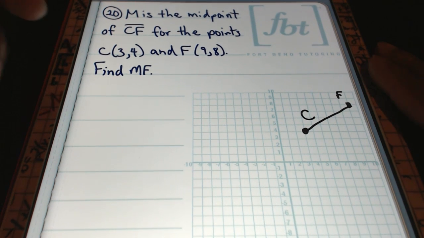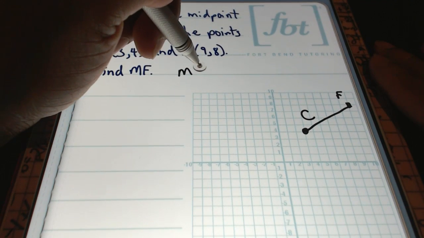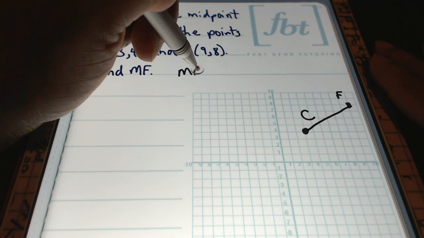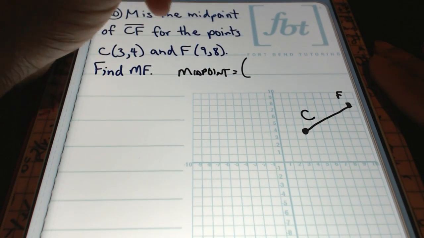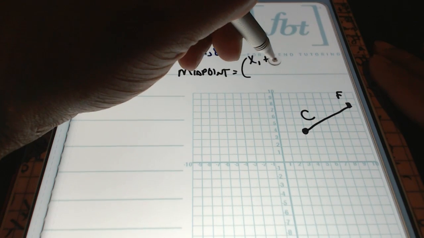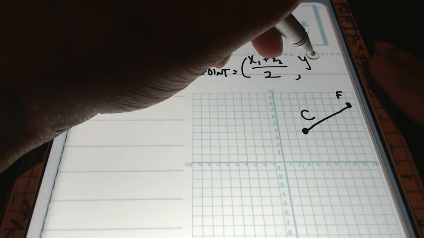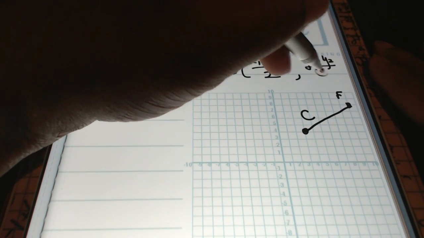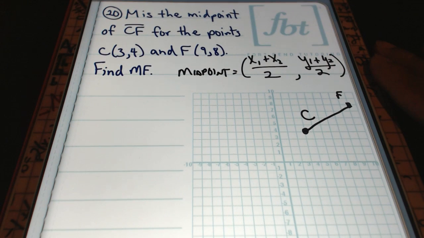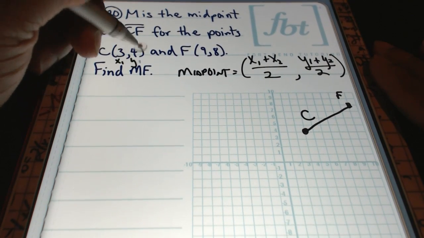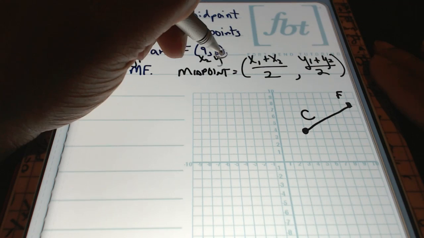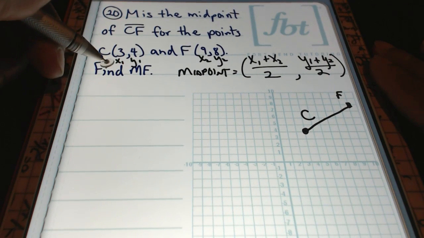All right. So that being the case, in order to find the midpoint, the formula is going to be as follows. The midpoint formula is x1 plus x2 divided by 2, and then y1 plus y2 divided by 2. There's the formula for the midpoint. You're going to label your points first. For C, we're labeling that as x1, y1. For F, we're labeling it as x2, y2. And then we're going to plug in these values, all right?